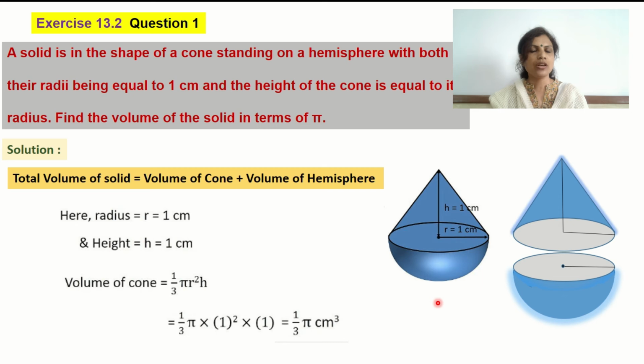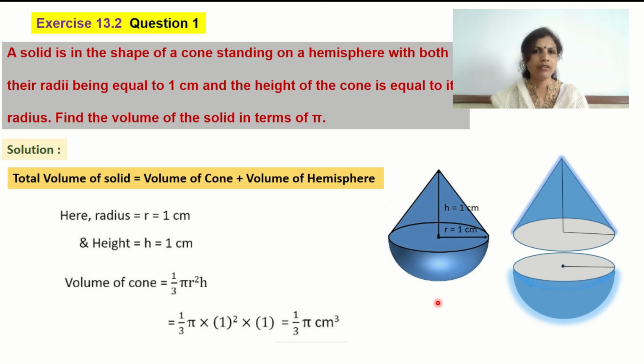So this is question number 1, exercise 13.2. The question is, a solid is in the shape of a cone standing on a hemisphere with both their radii being equal to 1 centimeter and the height of the cone is equal to its radius. Find the volume of the solid in terms of pi.